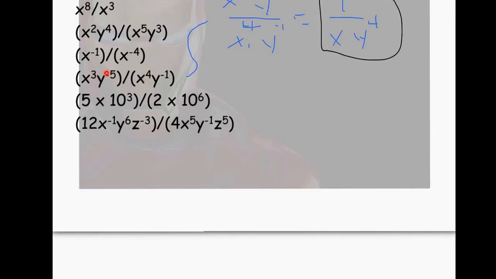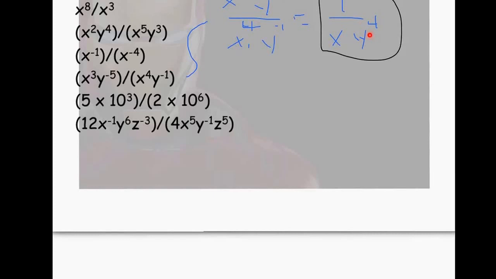Which one's bigger, -5 or -1? -1 is bigger, so the answer should end up in the denominator. -5 minus -1 is -4. When we send y to the -4th down, it goes in the denominator.